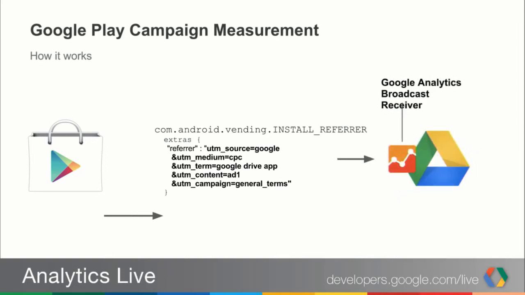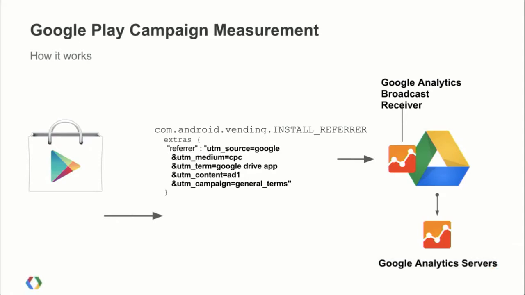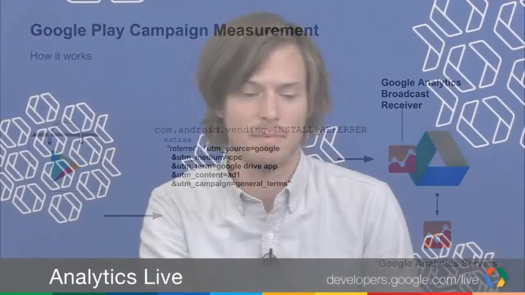The way this normally works, if you do a standard GA implementation, is that you'll have an analytics broadcast receiver, and I'll show you how to implement that in a second. That's going to receive that intent and store that referrer information. Then when the app actually runs, the SDK is going to send that out with the first hit that's dispatched. That's how your campaign information gets back to GA. Everything the user does from then on is going to be attributed back to that original campaign source, whatever was in that referrer parameter.